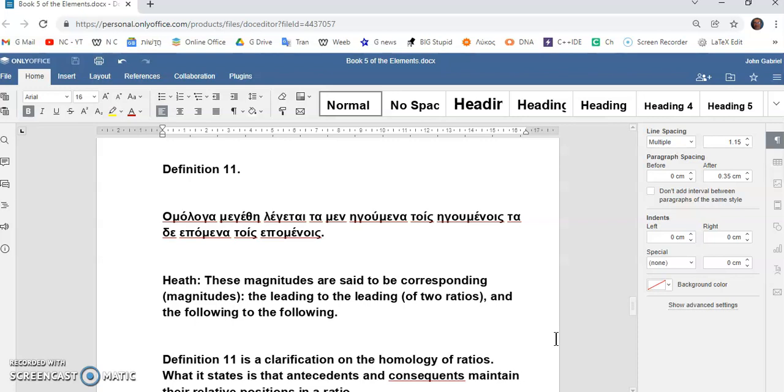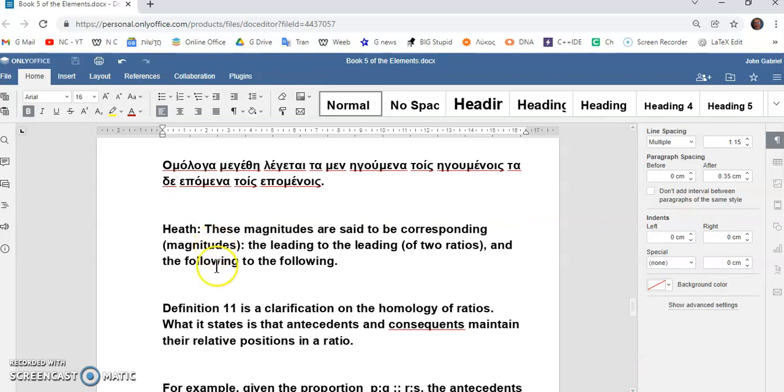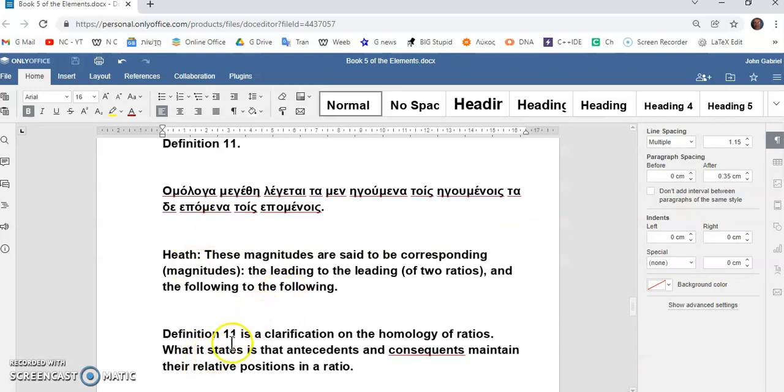So definition 11, by the way, according to Heath, says that the magnitudes are said to be corresponding, the leading to the leading and the following to the following. Well, actually, definition 11 is a clarification on the homology of ratios. Now what does that mean, homology? It means that the antecedents and the consequents, which are the aliquot parts of a ratio, must maintain their relative position in a ratio. What does that mean?